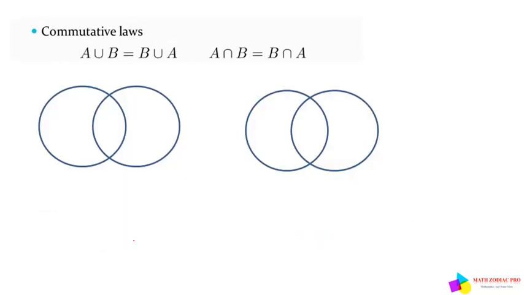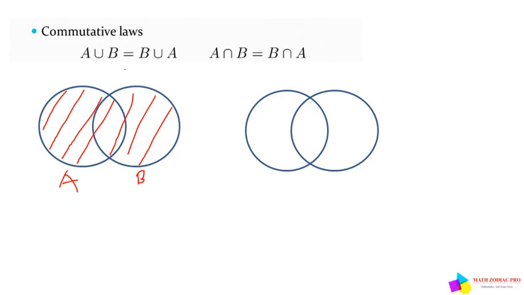Okay, so next one, first one is commutative law. A union B equal to B union A. That is A union B means, this is a set A, and this is a set B. That is A union B means including all the part of A and B. B union A also same, so that is A union B equal to B union A.